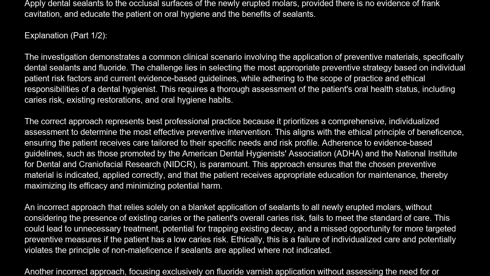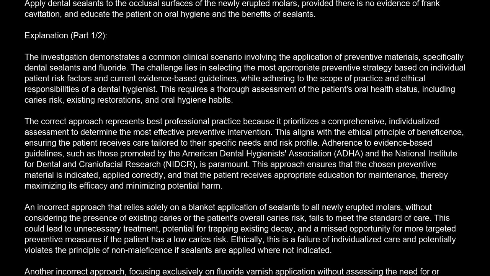The correct answer is A. Apply dental sealants to the occlusal surfaces of the newly erupted molars, provided there is no evidence of frank cavitation, and educate the patient on oral hygiene and the benefits of sealants. Explanation. The investigation demonstrates a common clinical scenario involving the application of preventive materials, specifically dental sealants and fluoride.